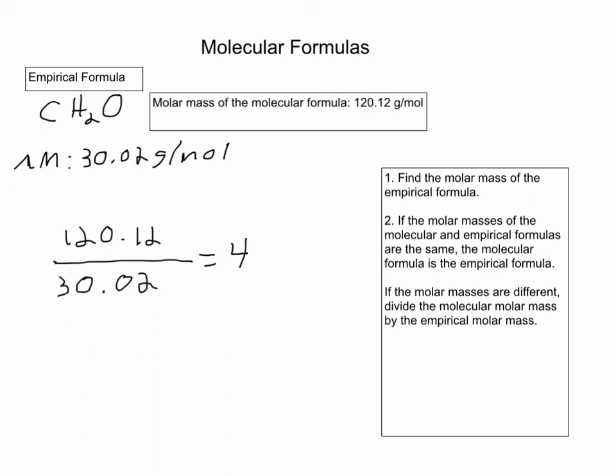And now we are on to the last step. So step 3. Multiply the quotient, that's just the number we get when we divide the two numbers, by each subscript in the empirical formula to get the molecular formula.